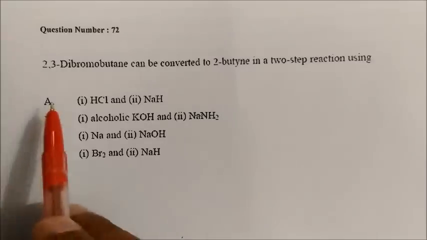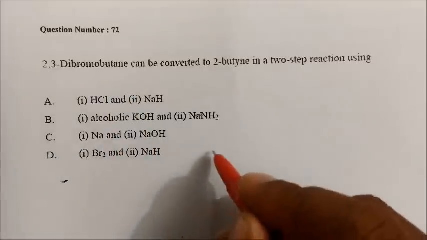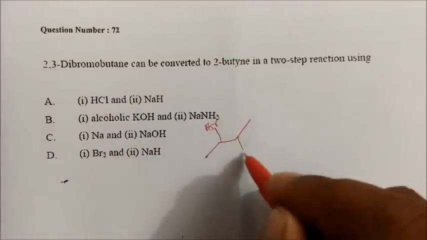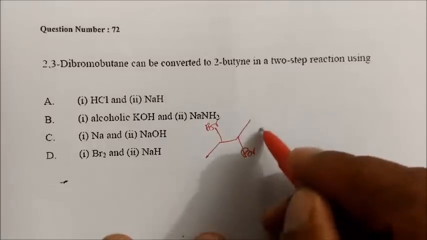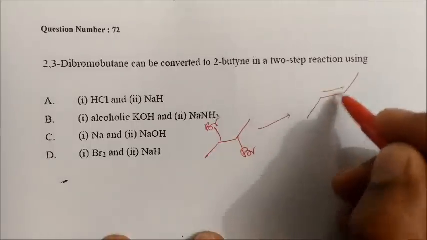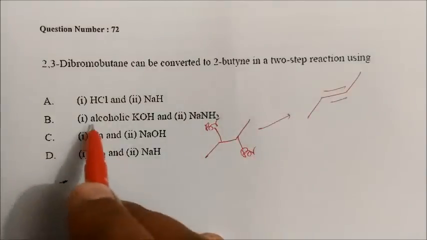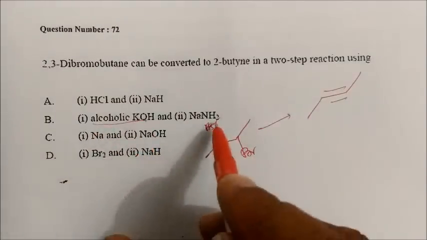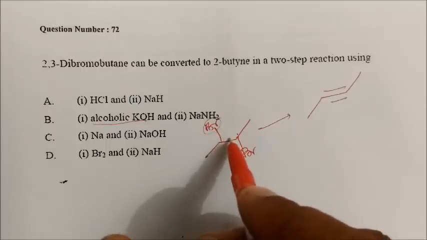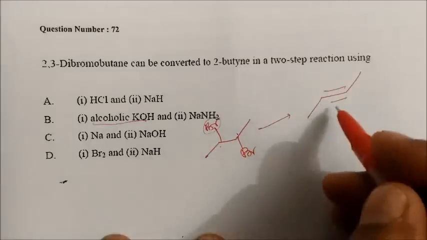2,3-dibromobutane can be converted into 2-butyne in a two-step reaction. So 2,3-dibromobutane means this is the 2,3 position, and this is the bromine. We have to convert it into butyne. First we have to convert it to a double bond. If you use alcoholic potassium hydroxide, then beta elimination will take place: one hydrogen from here, one Br from here, so it will make one double bond. And again, one Br from here, one hydrogen from here, so it will directly form the double bond.